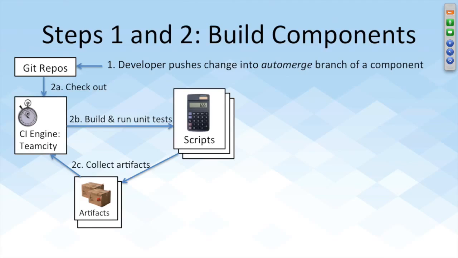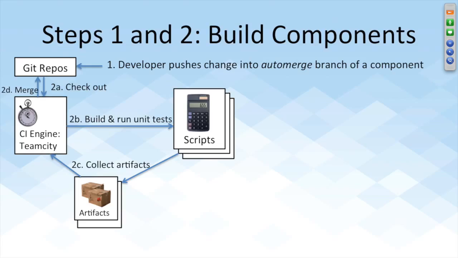We then collect the artifacts, such as the tarball or the RPM. And if the result of the build is success, then TeamCity will perform something called an auto-merge. That means it'll take the change from the auto-merge branch and then automatically push it onto the master branch. Okay? So this happens all the time and continuously as changes get checked in to auto-merge.